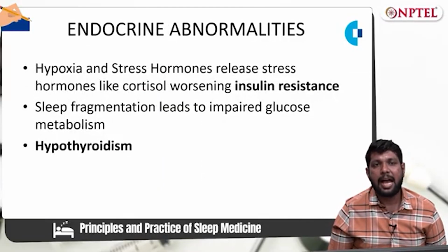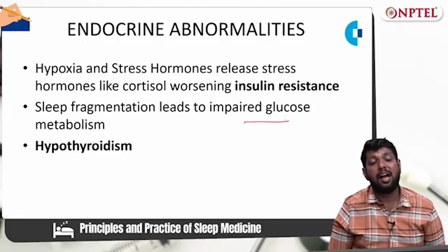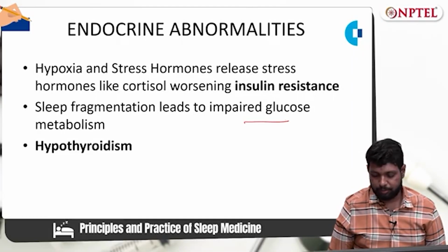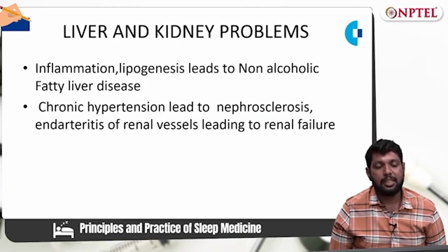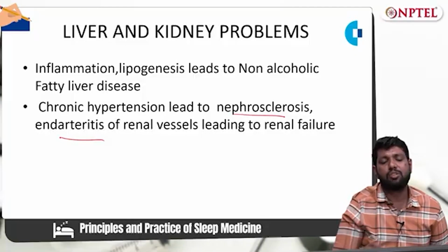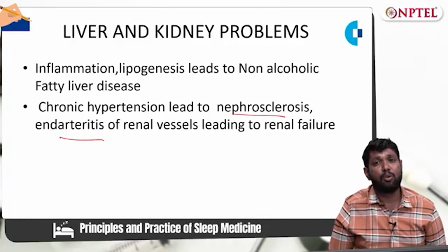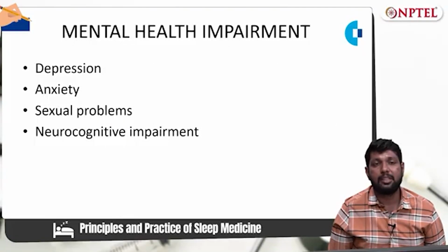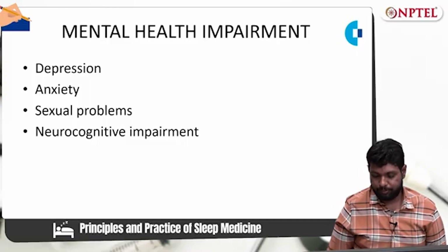Endocrine abnormalities. The hypoxia and stress hormones lead to worsening of insulin resistance, and the sleep fragmentation leads to impaired glucose metabolism, and hypothyroidism is also a risk factor. Liver and kidney problems. The inflammation and lipogenesis all lead to non-alcoholic fatty liver disease, leading to liver cirrhosis, and chronic hypertension will cause nephrosclerosis and endarteritis of renal vessels, all finally leading to chronic renal failure. Mental health impairments include depression, anxiety, sexual problems like loss of libido, and neurocognitive impairment.